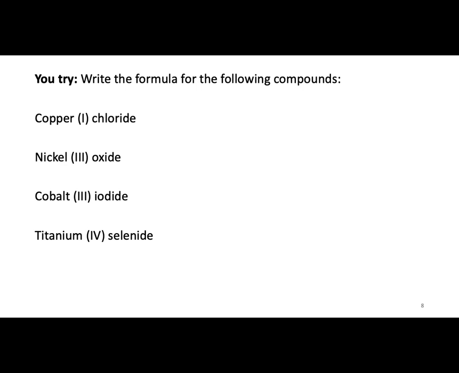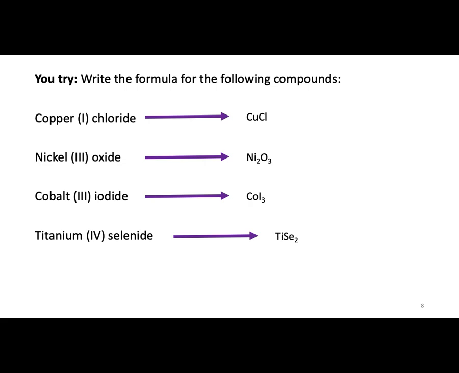Okay, how did you do? Let's look at the answers. Copper 1 chloride becomes CuCl. Nickel 3 oxide becomes Ni2O3. Cobalt 3 iodide becomes CoI3. And titanium 4 selenide, this is a bit of a tricky one, becomes TiSe2. That's because selenide is 2-, titanium is 4+, so we need 2 selenides to balance out the titanium.